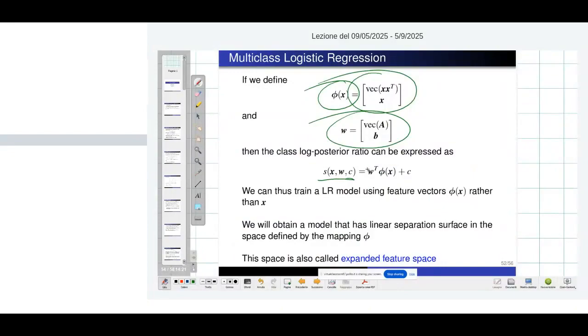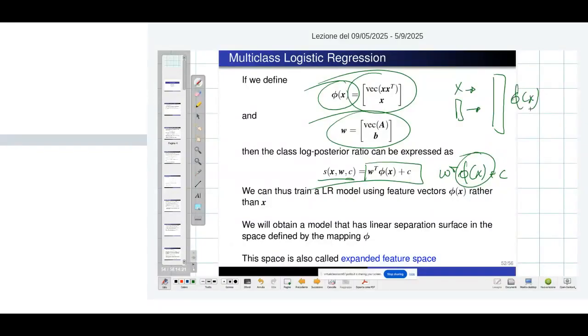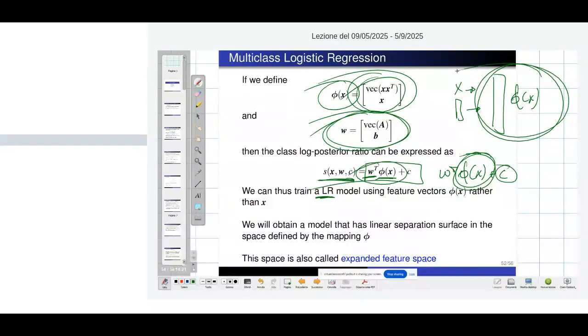We obtain that the score can be written with this expression, which is, once more, a linear model, but a linear model for the features phi of X. So if I take my X vector and compute phi of X, which contains all these terms, and I use a vector representation of the parameters W, I can express my score as a linear function of phi of X plus a bias. This corresponds to a linear logistic regression model trained over the vectors phi of X.